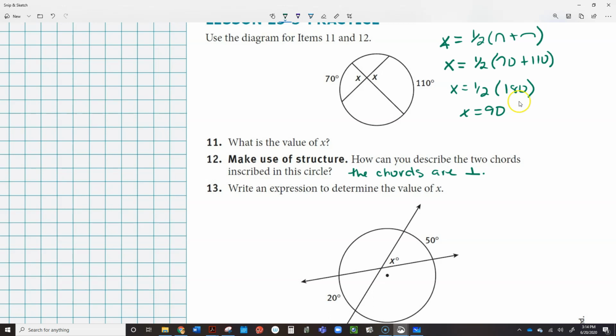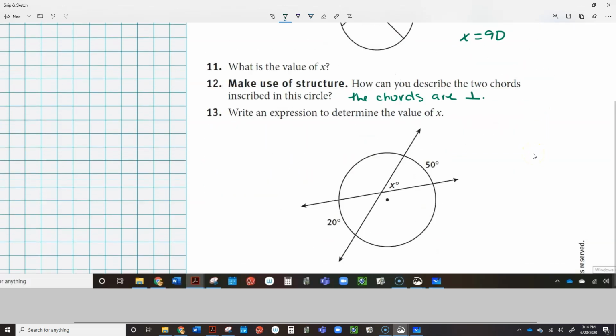And then for number 13, write an expression to determine the value of x. Okay, does it ask me to then solve it? Maybe I cut it off. I don't know. Write an expression to determine the value of x. The value of x is equal to 1/2 the sum of the arcs.